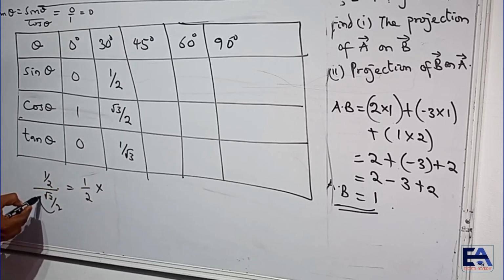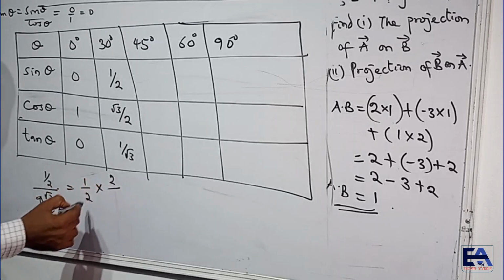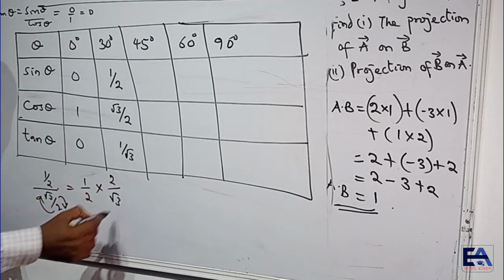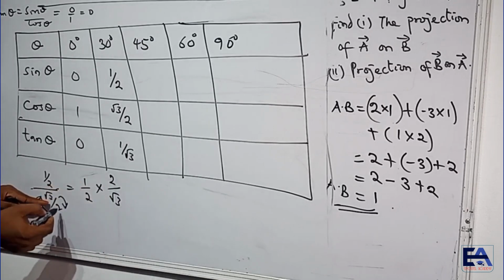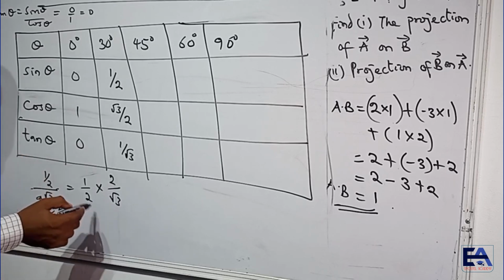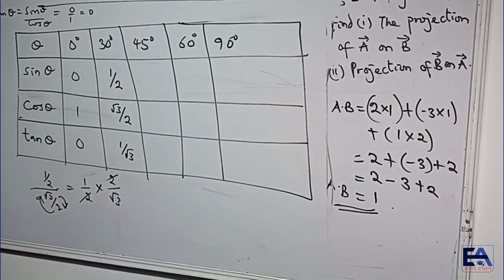This division will change to multiplication. This one will go up and this one goes down. That's the rule in maths. Then we have 2 over root 3. When division changes to multiplication, the ratio of the denominator will switch. So 2 cancels 2, and then you have 1 over root 3. So that's how we got this one.